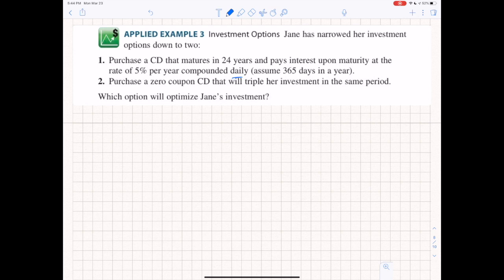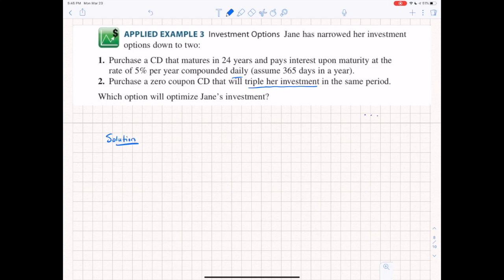Or purchase a zero coupon, so she's not going to earn any interest, but it will triple her investment in the same time period. So it's essentially, do you want interest over the course of a time period, or do you want a guaranteed triple? Because the triple sounds like a lot. So which option will optimize her investment? Which option would be the best?